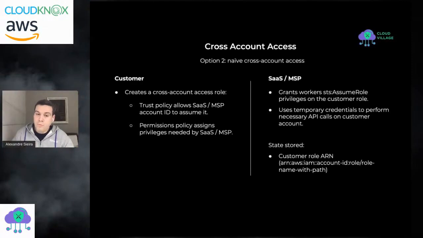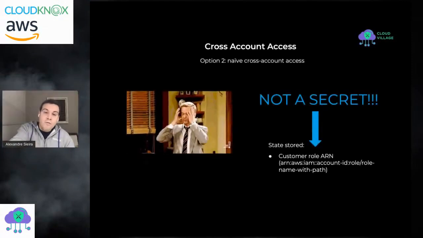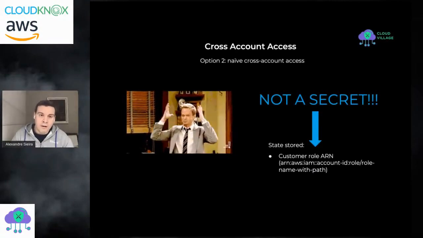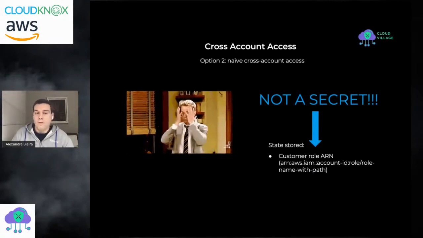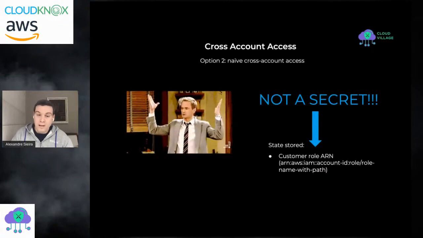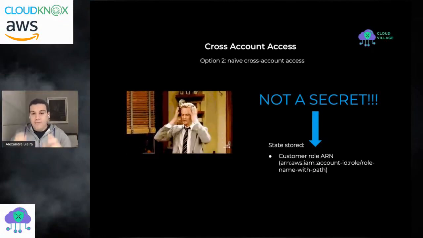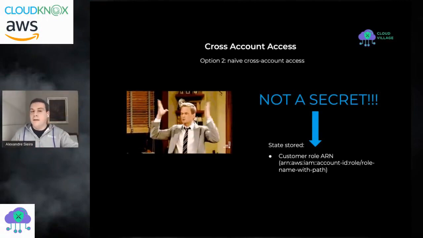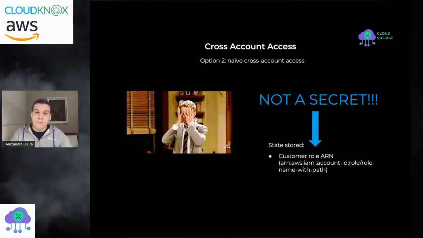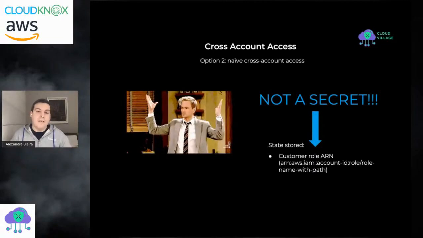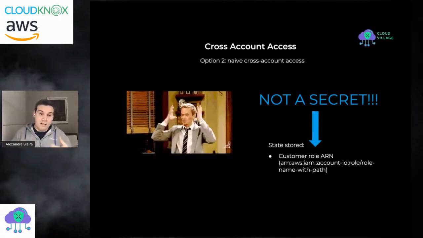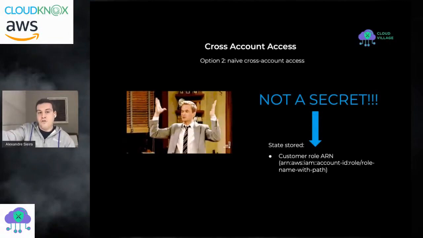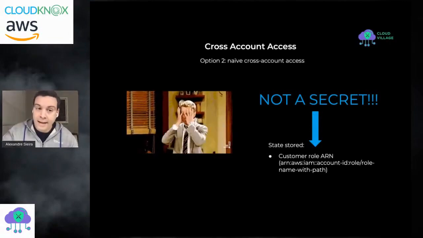But the most important one is, this is the only state that the vendor needs to keep. They only need to know the ARN of the role that they need to assume. This is not a secret. Even if the database containing all the customer ARNs that they can connect to is leaked, there's nothing an attacker can do with it, because they still need to break into the SaaS vendor account and call STS assume role from that account.